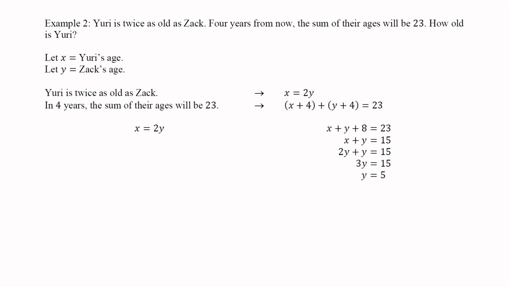So now we have Zach's age is 5, but the question asked how old is Yuri? So to find that, we're going to take that y equals 5, plug it into the first equation, and do 2 times 5, which is 10. So we have found that since x equals 10, Yuri is 10 years old.